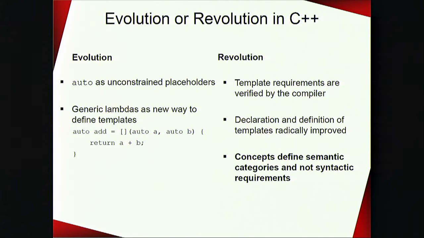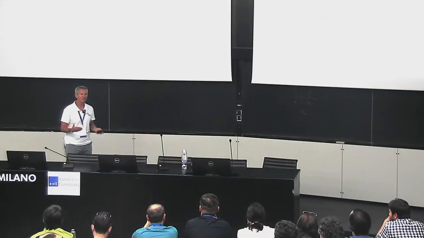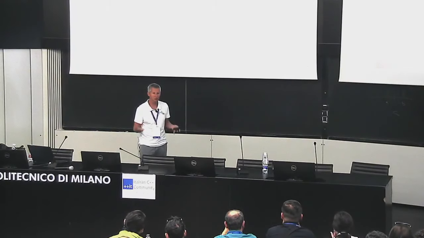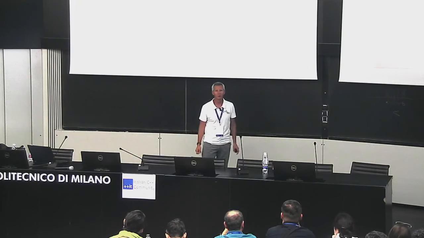Second, declarations and definitions of templates radically improve. You saw it. You just use a concept in a function declaration and it becomes a function template. And that is my main point because it's written in bold letters. Now we can define semantic categories for templates. What does that mean? I could define categories such as regular, semi-regular, such as audible, such as equal. That's a new way to express my logic in source code. And that is for me the main reason why I say this is a revolution, not an evolution.